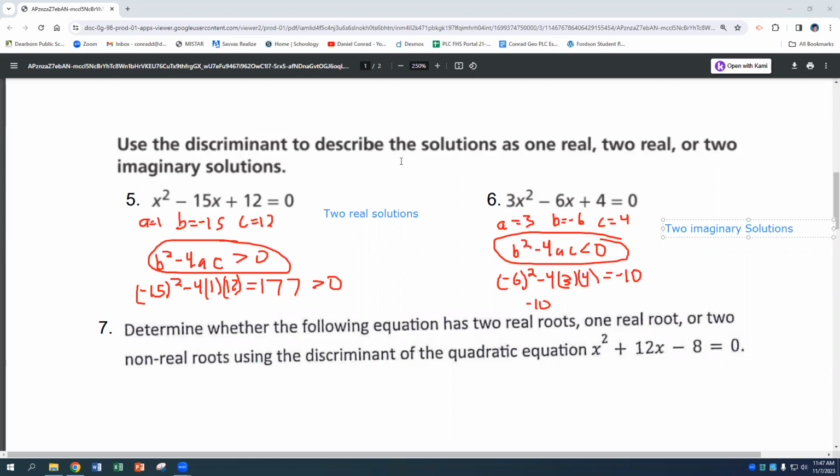All right, same thing for number 7. All we're doing is finding b squared minus 4ac. So we're going to do a is 1, b is 12, c is negative 8. So we're going to do 12 squared minus 4 times 1 times negative 8. This is going to end up being positive. It's 144 plus 32, which is 176. So since it's greater than 0, we're going to have two real solutions.